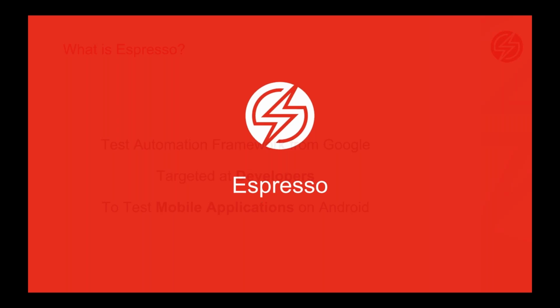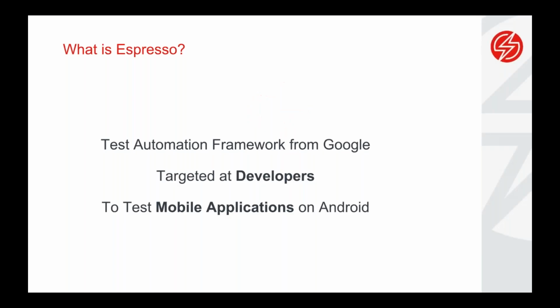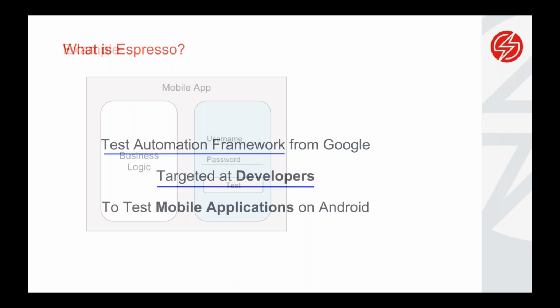So first, to begin with, what is Espresso? Espresso is a test automation framework from Google. It's targeted at developers to test mobile applications on Android. So, what's the significance of what's meant by targeted at developers, and how is Espresso different from other test frameworks? Let's take a closer look.